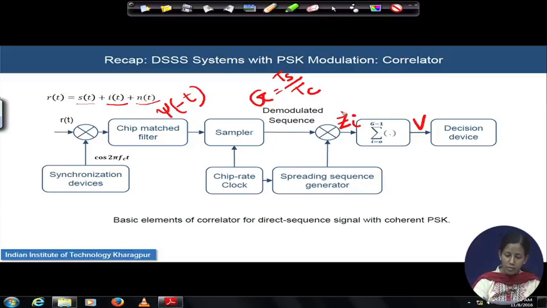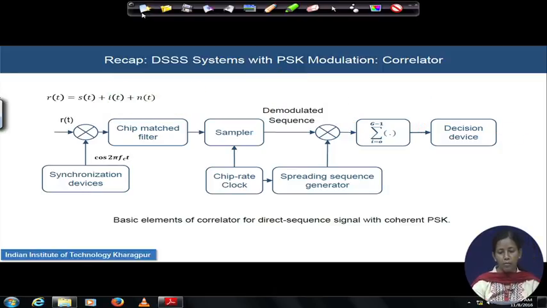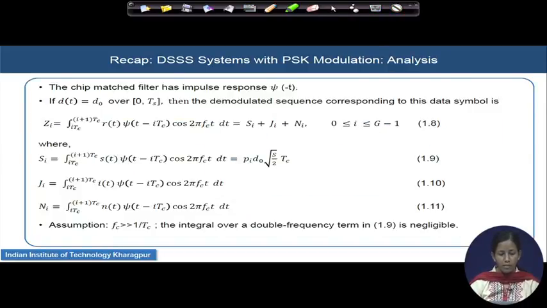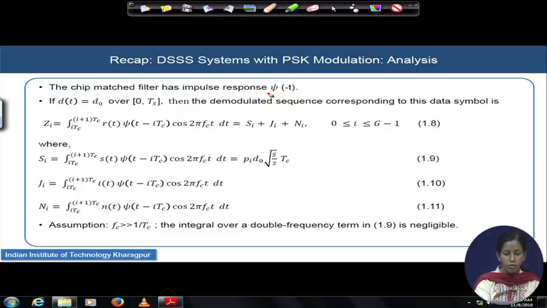We will start our analysis from this Zi, then find the expression for V, so that the decision device output can be utilized for the error probability calculation. We will vary the structure of this r(t) from module to module from now onwards. Let us first see how this error probability framework can be obtained. As I mentioned, the chip matched filter is already matched with the chip waveform, its impulse response is psi(-t).